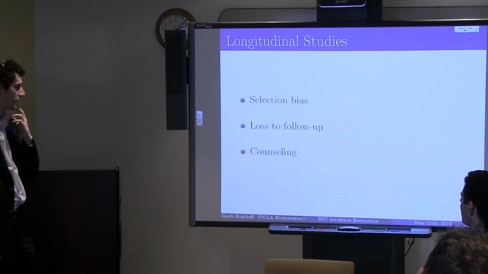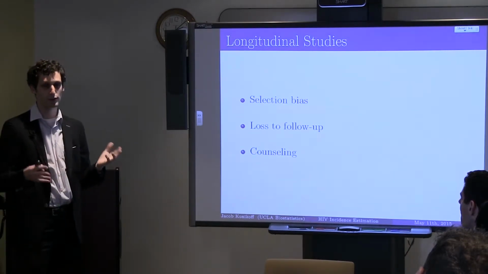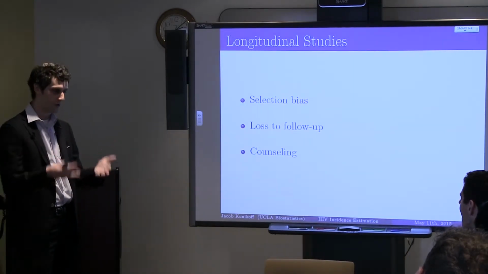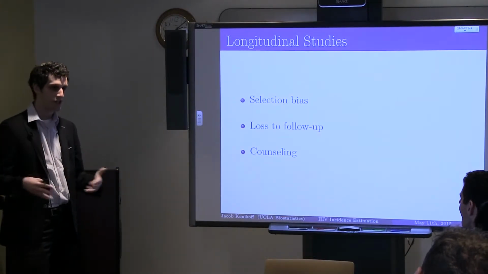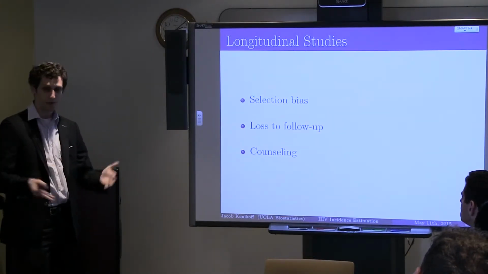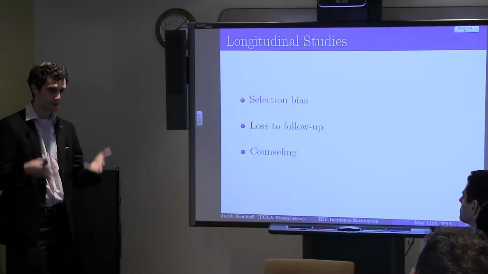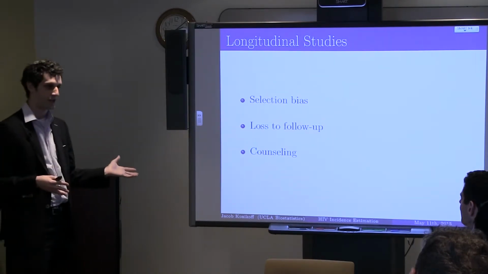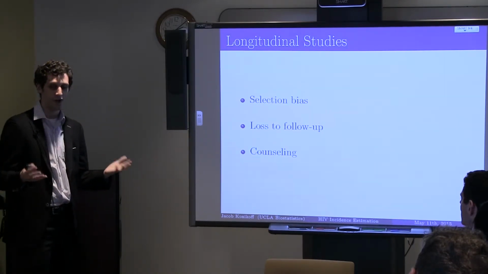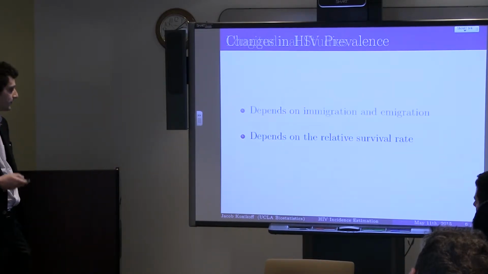And the third one I find really interesting, which is that in some of these studies, a component is counseling. You bring people in for these follow-up visits, and you try to encourage them to wear condoms, to engage in safer behavior. That's great for the people in the study. It's terrible for the study itself. If you actually reduce the number of infections in your study pool, you're changing the quantity you're trying to estimate. It's no longer representative of the population, and you're not going to be able to estimate incidence.